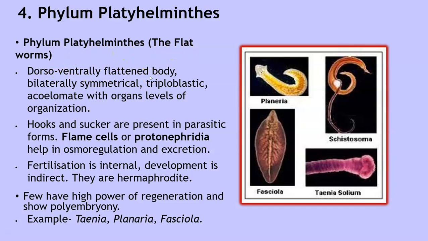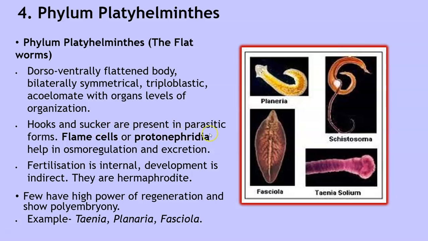The next phylum is Platyhelminthes, which are also commonly called flatworms. Dorsoventrally flattened body is seen. Now, dorsoventrally flattened means dorsal is the upper part and ventral is the lower abdominal part. So it is flattened from both the sides. They are bilaterally symmetrical, triploblastic, acoelomates with organ level of organization. So they move ahead and have organ levels of body organization.